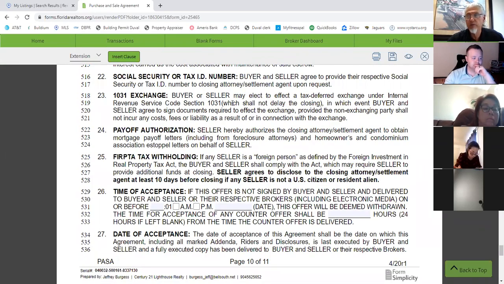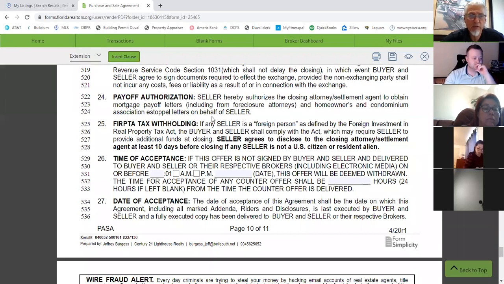1031 exchanges where they're entering into agreement that they're going to buy other like kind property in the next 6 months, and that they have to put the funds with a qualified intermediary. And if you get involved with that, you will have to learn the whole process. Payoff authorization authorizes us to get a payoff.